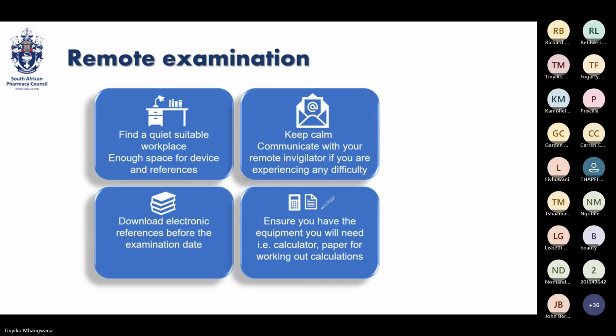If you don't have a laptop or anything, please ensure that you choose the office, because that will be provided. For the remote examination, you need to choose a venue which is quiet and suitable. You need to have enough space where you can move around. I mean, you can have enough space to put your reference book, your laptop, and the phone, and any other things, a notebook that you're going to be using. So that should be looked into when you're choosing the place that you're going to write the exam.